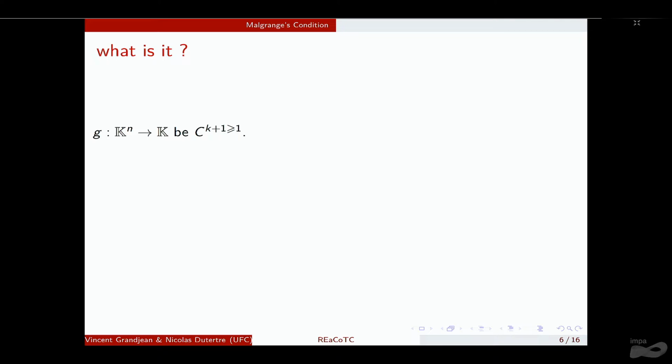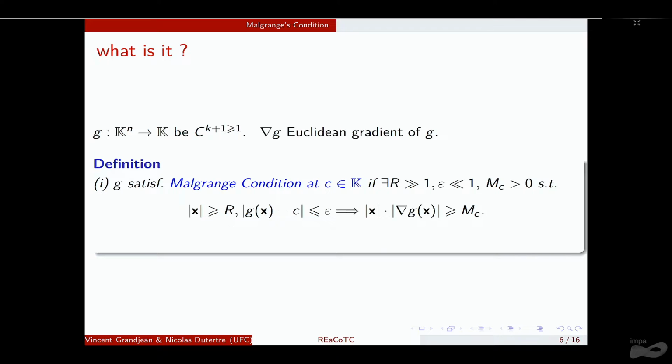So let's pick any function which is at least C1, real or complex, whatever. And by nabla I will denote the Euclidean gradient. I will say that a function g satisfies the Lagrange condition at a given value if, well, there is a definition over there, but what it says is just that when it goes to infinity, in a neighborhood of the considered value, the gradient is not too small. It may vanish, but not too fast. That's what it says.